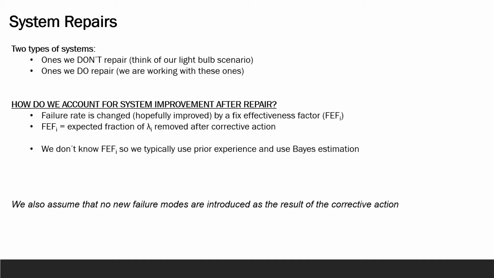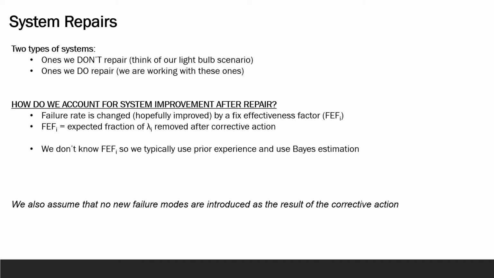Well, great question. One way to model this is that when we repair, say our LMTV, the failure rate is changed and hopefully improved by a fix effectiveness factor, which we will denote as FEF sub i. This is the expected fraction of lambda sub i, our rate of failure, removed after our corrective action.